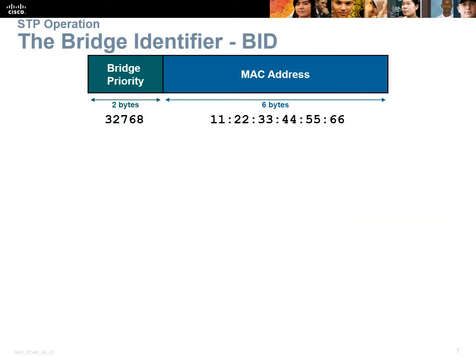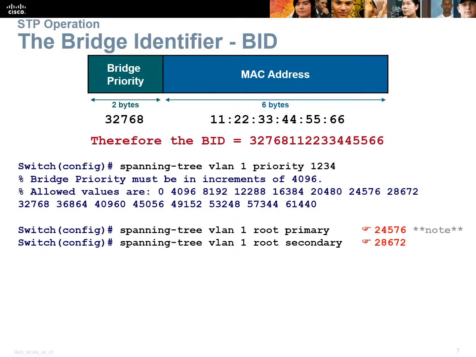So let's do a little quick quiz to make sure we're all on the same page. If we've got a bridge priority of 32,768 and the MAC address of 112233445566, therefore that is our BID: 32768 112233445566. That's the bridge identifier. Now, the way we set the priority is pretty straightforward.